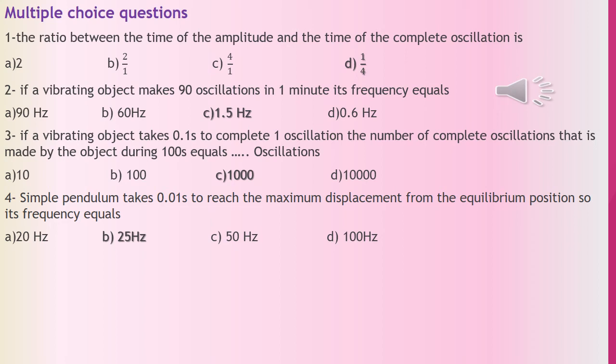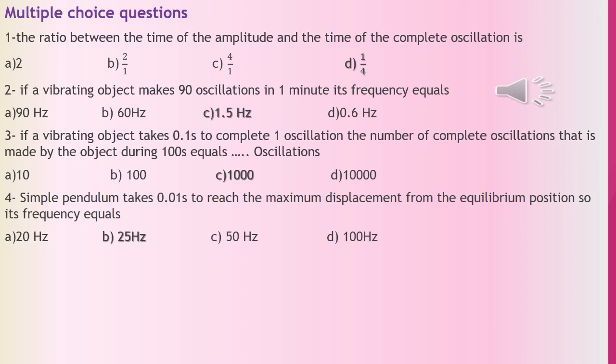Number 2. If a vibrating object makes 90 oscillations in 1 minute, its frequency equals, as we know, the relation between the frequency and the number of oscillations, nu equals N over t. N equals 90 and t in seconds equals 1 times 60, so the frequency equals 1.5 hertz.